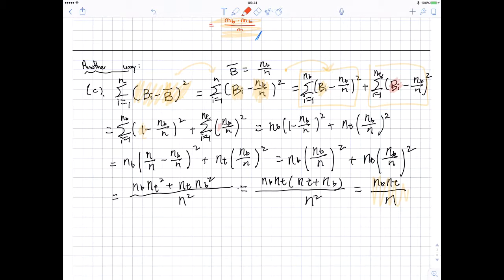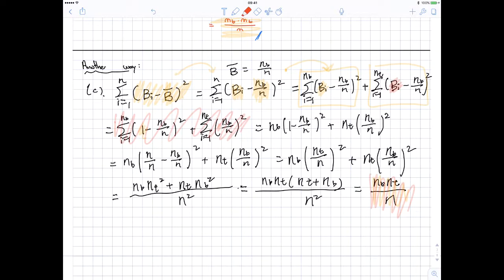Very different approach from the first approach. The first approach tried to simplify it and then substitute the betas. The second approach tried to get rid of the betas as quickly as possible. Step 1 got rid of the beta bar. Step 2 got rid of the beta i's. Now it's a matter of just simplifying and seeing if this expression that she got here, she can end up with the final answer.